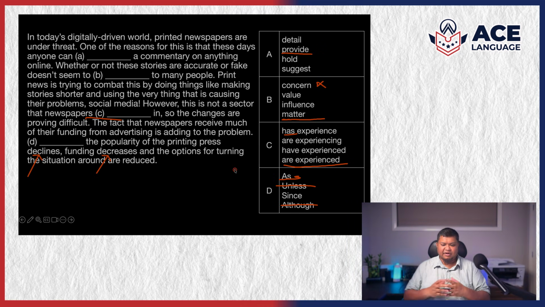So there you go. There are your four answers. First one is provide, second one is matter, third one is are experienced, and fourth one is as. I hope I made myself clear.